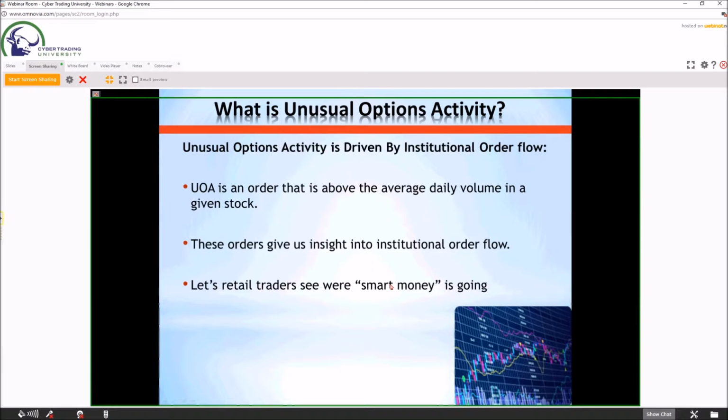Pretty simple to define. If a stock trades 1,000 options a day, and today someone comes in and buys 5,000 out of the money calls, that's unusual options activity. That's 5 times the average daily volume in that particular stock in one shot, in one big block trade that they came in and lifted calls out of the market for. That shows us that some institutional trader out there, because the order is so large and because it's so unusual, has an idea on this underlying stock that they're coming in to risk a large amount of capital in.